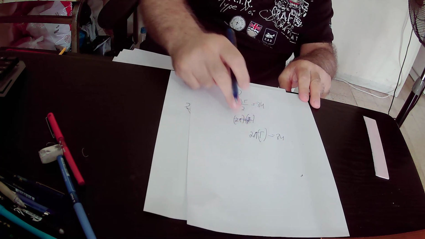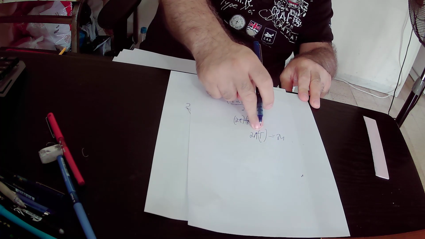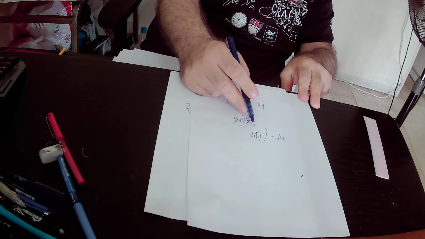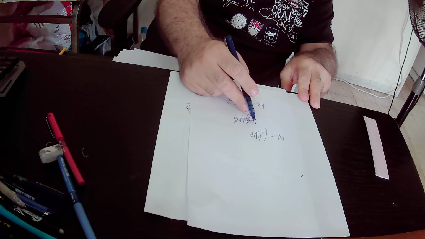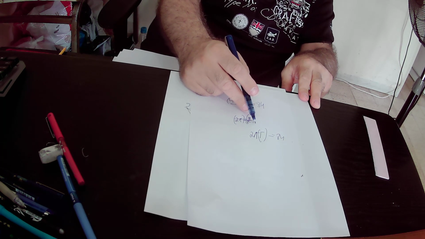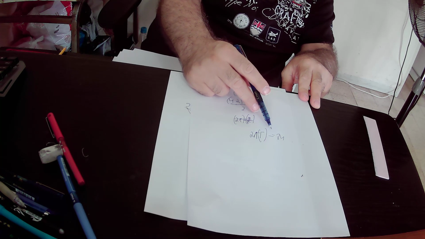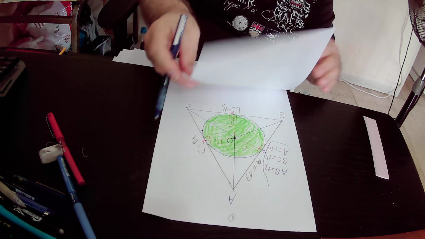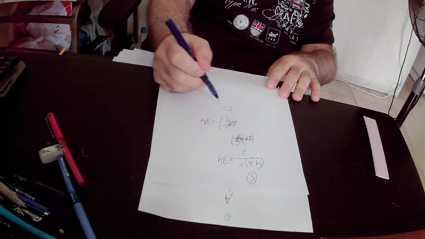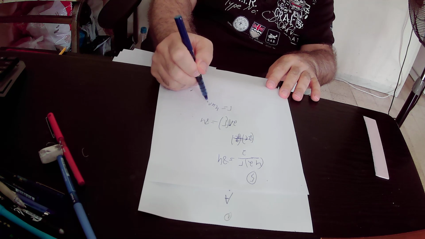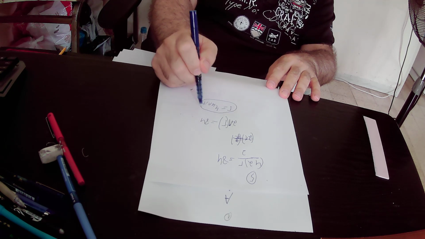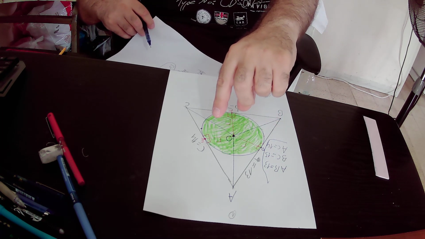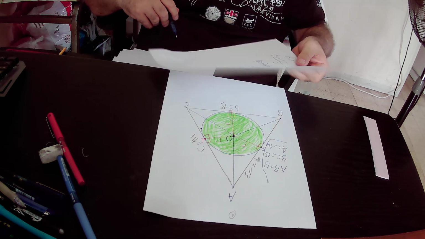42 over 2 is 21, so in total we got that 21 times the radius equals 84. Here we can divide this equality by 21 in order to get the value of the radius of the green circle, and 84 over 21 is 4, so the radius of the green circle, small r, equals 4 units.